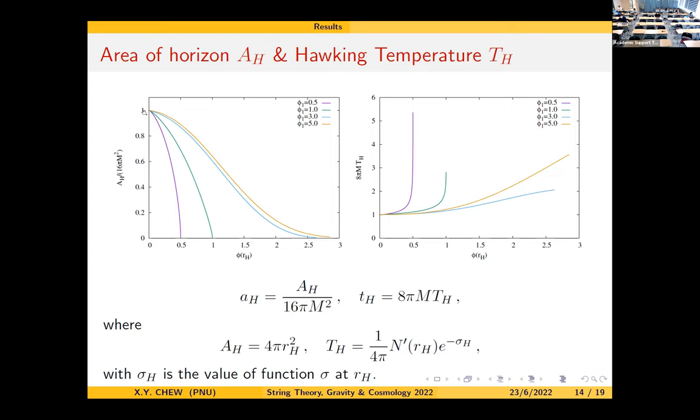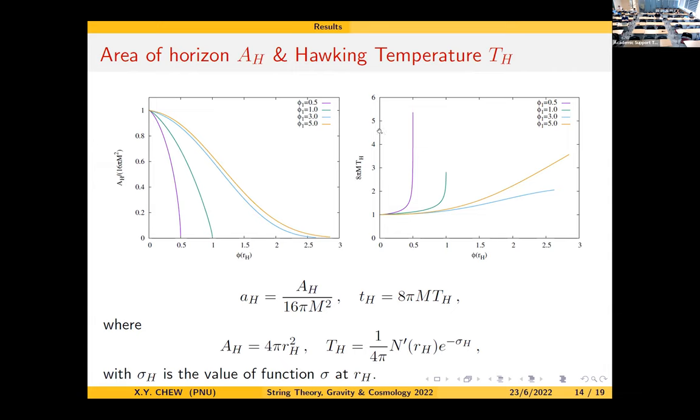the reduced area of the horizon decreases to zero, as you can see for phi 1 equal to 0.5 and 1.0. This indicates that the size of the horizon decreases, so there will be a naked singularity forming in this case. For phi 1 equal to 3.0 and 5.0, we expect the reduced area of the horizon will approach zero as well. However, we are unable to extend the solution anymore because COSIS doesn't show convergence, so we stop generating the solution at this point.